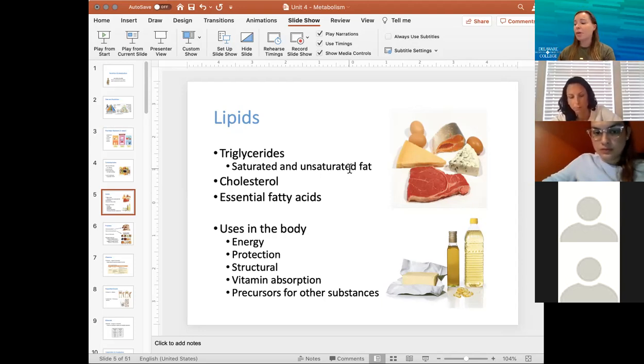The unsaturated fats are what we call the healthy fats. And sources of unsaturated fats are things like seeds and nuts, olive oil. Okay. Another type of lipid is cholesterol. And cholesterol is found in egg yolks. It's found also in meat, in dairy.